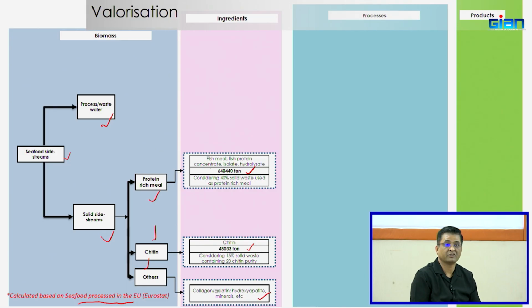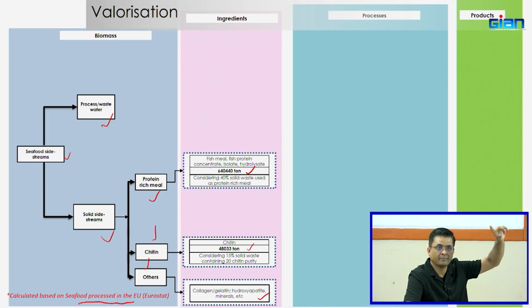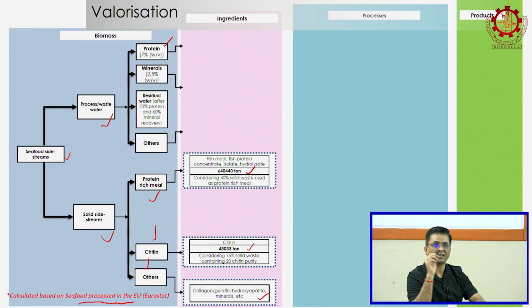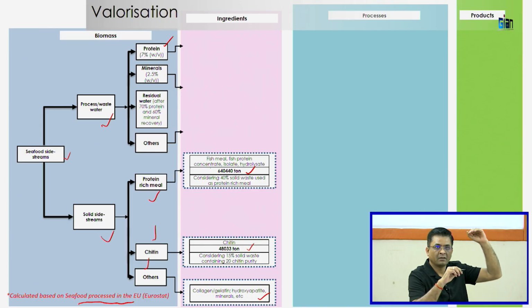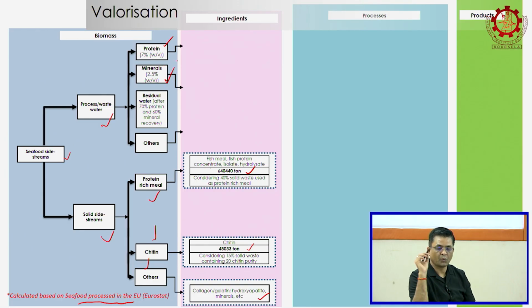Collagen, gelatin, hydroxyapatite. The other day I was talking to you about hydroxyapatite or minerals which can be obtained. Is it readable from there? Yeah. That's good. And then when it comes to processed water, protein, assume 7%, considering wash water for fillet, steaming, brining, mussel cook water, well cooked water, everything, take an average of 7. Minerals, 2.5% weight by volume. Residual water, if you remove 70% of protein and 60% mineral recovery and other nutrients.